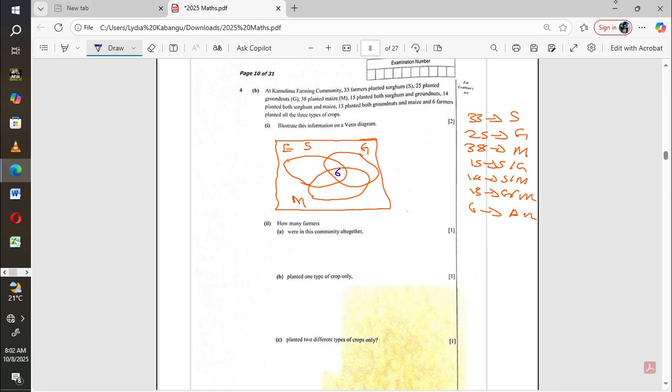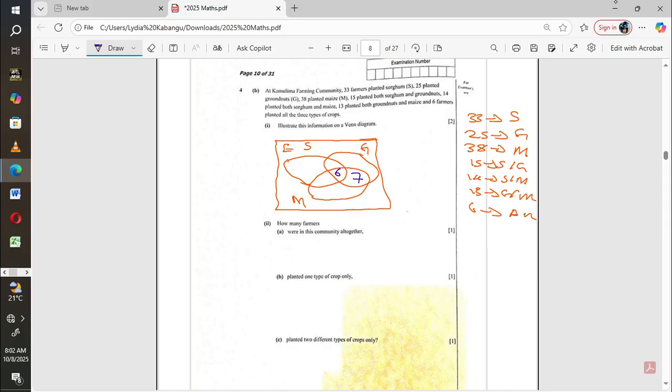Now, groundnuts and maize was 13. So we subtract 13 minus 6. What is 13 minus 6? We're going to have 7. So on the groundnuts and maize there were 7. We subtract everything by the intersection of 6, because 6 planted all.